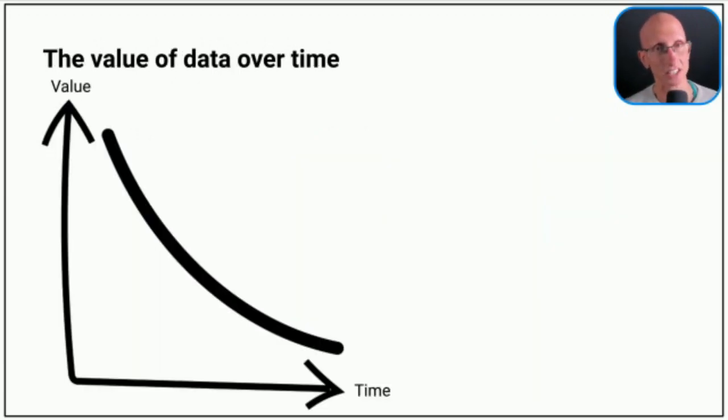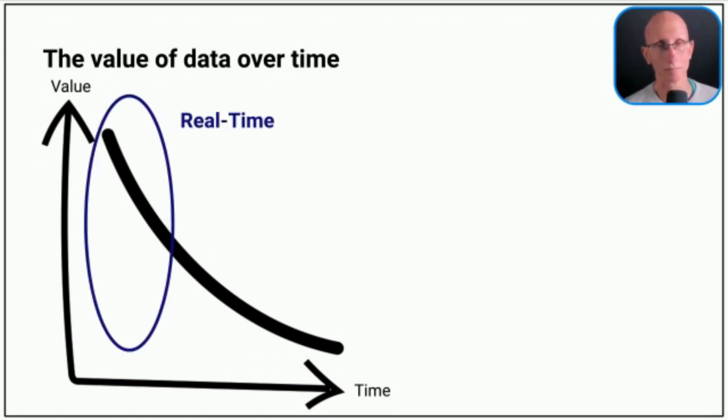The value of data decreases over time. You can see here on the y-axis we've got the value, and on the x-axis we've got the time. Over time it reduces in value. The bit that we're interested in for this talk is the bit on the left-hand side, the real-time bit. If we can do something with that data, then we can build some really cool data products.